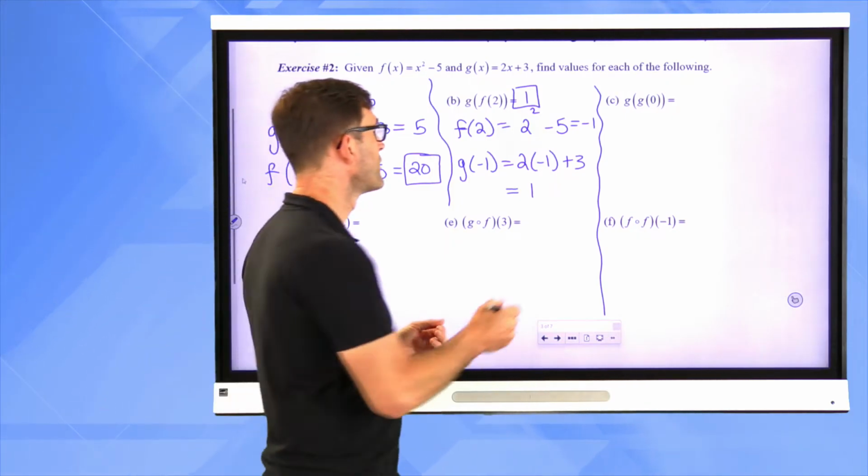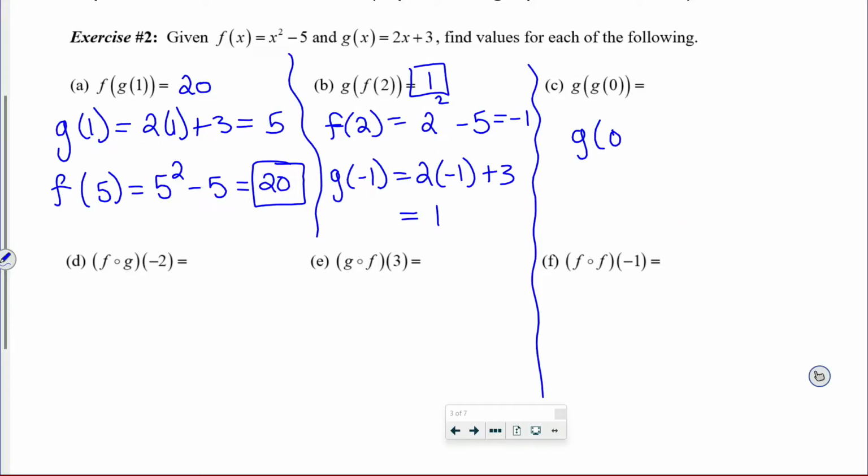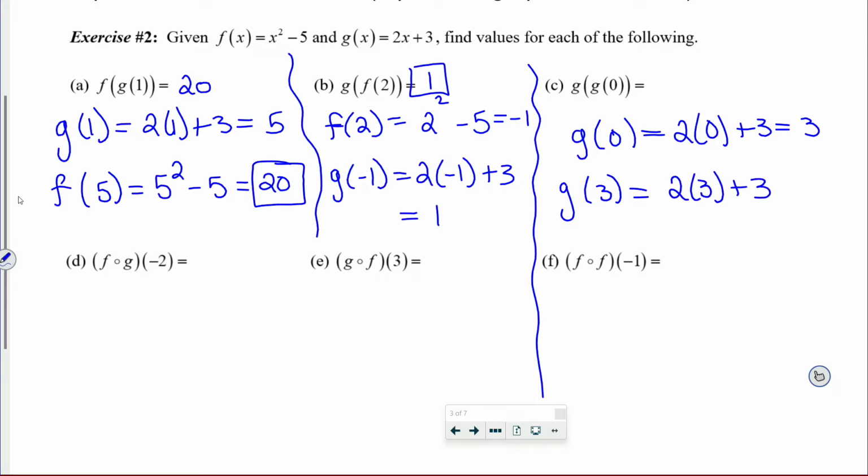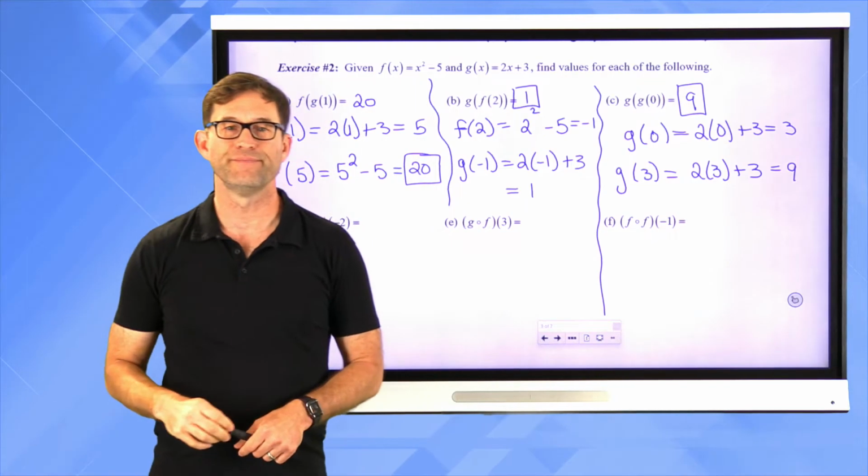All right, well, g of 0 is 2 times 0 plus 3. That's going to be 0 plus 3, which is 3. And then g of 3 is going to be 2 times 3 plus 3, which is 6 plus 3, which is 9. All right, so g of g of 0 is 9.